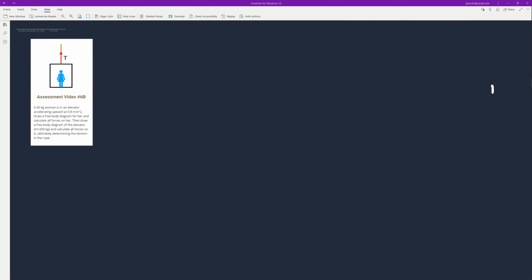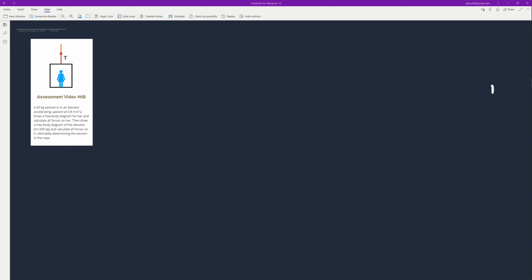Alright guys, so we're going to be going over assessment video number 6B. The problem states a 60 kilogram woman is in an elevator accelerating upward at 0.8 meters per second squared. Draw a free body diagram for her and calculate all forces on her. Then draw a free body diagram of the elevator and calculate all forces on it, ultimately determining the tension in the rope.